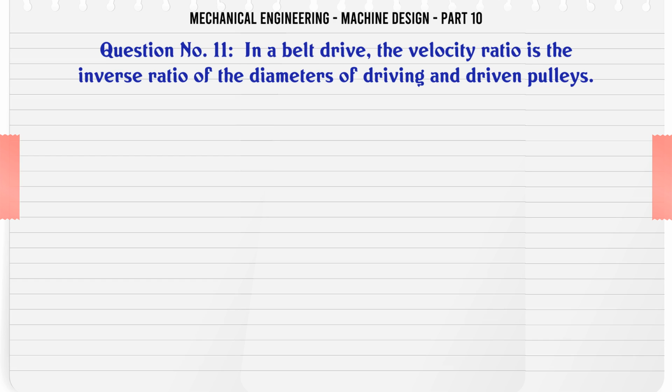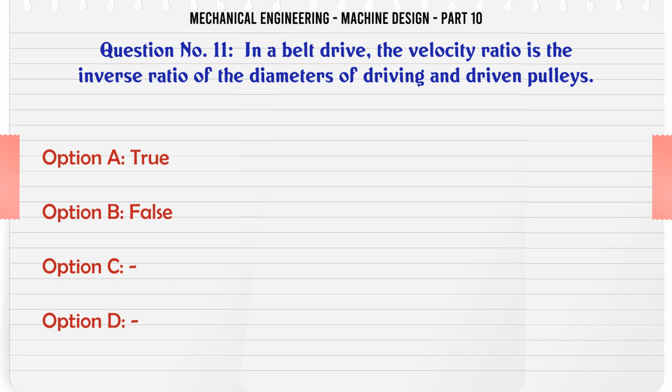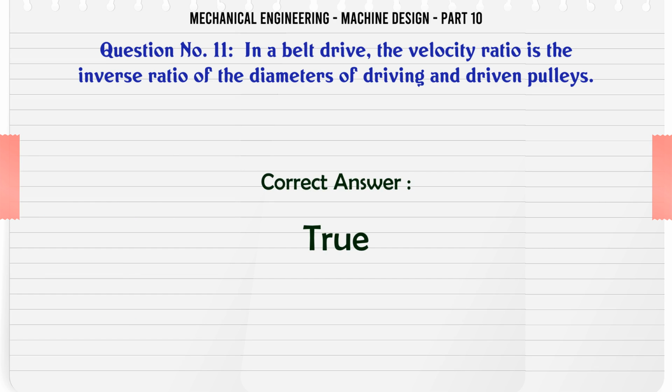In a belt drive, the velocity ratio is the inverse ratio of the diameters of driving and driven pulleys. A. True. B. False. C. D. The correct answer is true.